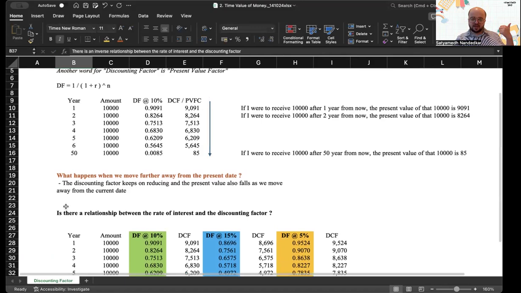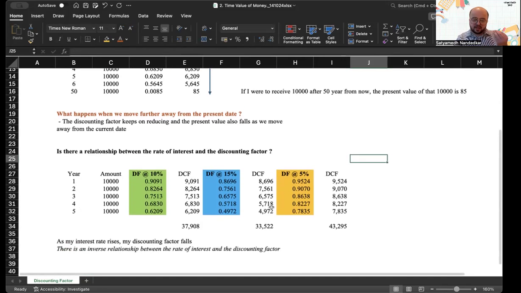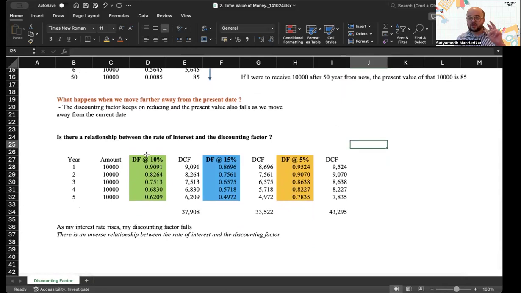So our first takeaway was, what happens when we move further away from the present date? The farther you go, the lower is your discounting factor. And what is your key takeaway from the second situation? Your key takeaway is, if the rate of interest increases, the discounting factor falls. That means there is an inverse relationship between the two.